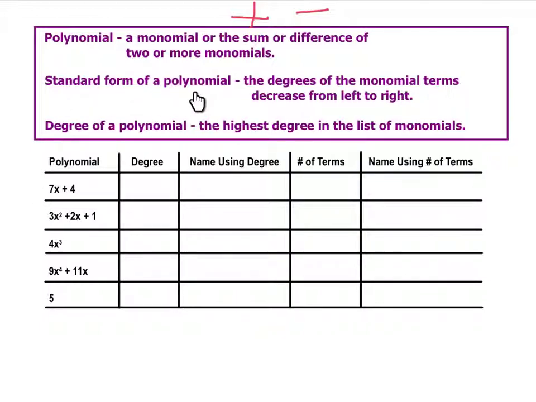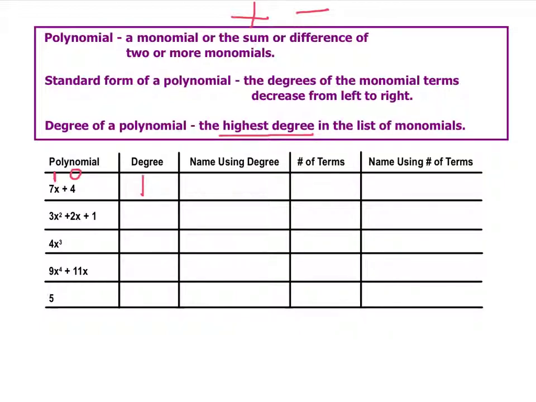Standard form of a polynomial is the degrees of the monomial terms decrease left to right. And I'll show you how to do that. And the degree of the polynomial is the highest degree in the list of monomials. And I'll show you how to do that. Let's start. What I'm going to do first is find out the degree of each of my monomials. So this is a first degree here, and this is a 0 degree here. Okay? So I take my highest degree. My highest degree was 1.